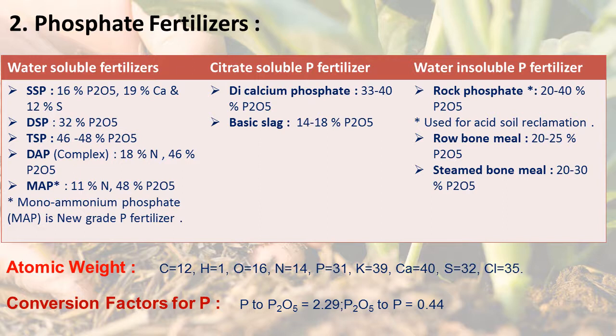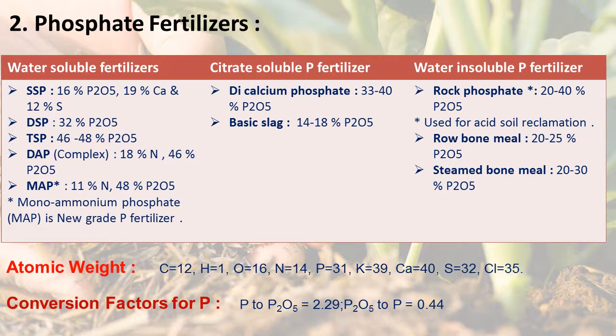And next is the water insoluble P fertilizer. The examples are rock phosphate. Rock phosphate is basically used for acid soil reclamation. It is mostly used. And raw bone meal is 20 to 25% P, and steamed bone meal is 20 to 30% P2O5.